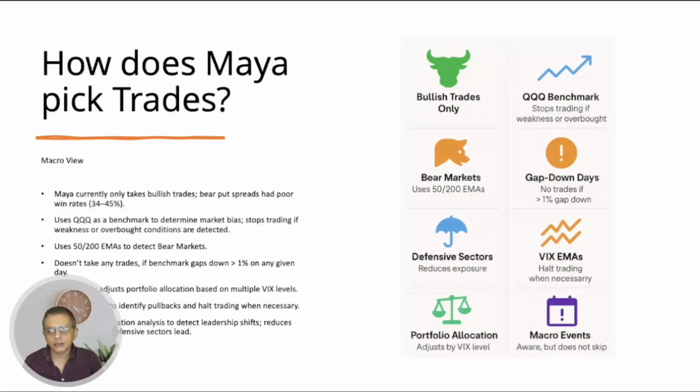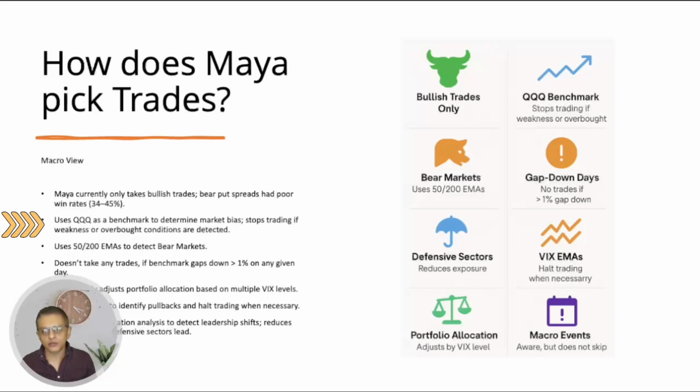Now, how does Maya pick its trades? At the highest level, there are two separate exercises that it goes through. Number one, it forms an overall view of the market, a broader view of where the market is going. Is it a bullish market? Is it a bearish market? Is it a pullback or correction happening in a bull market? It has to have this macro level, 30,000 foot view of the market.